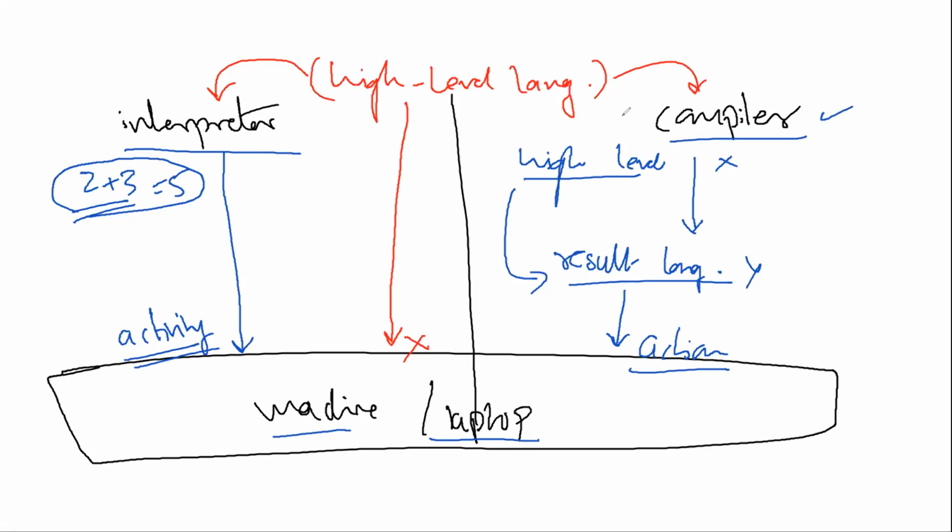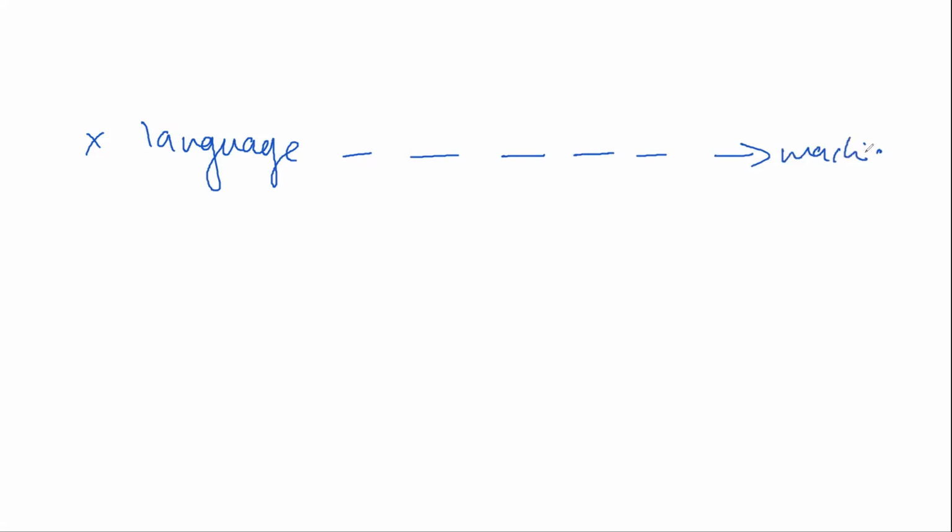Okay. Now, when someone asks you if Python is an interpreted language or a compiled language, what happens? Any language, any X language, goes through multiple steps before it gets executed by the machine. Now, what is the last step? That is the name of that language. It means if the last step is interpretation, then this X language is an interpreted language. If the last step is compilation, then this X language is a compiled language.